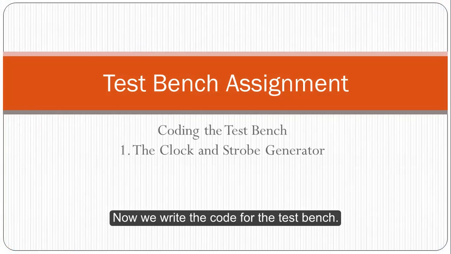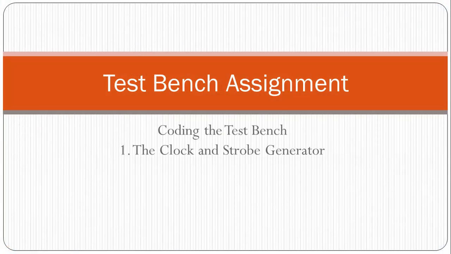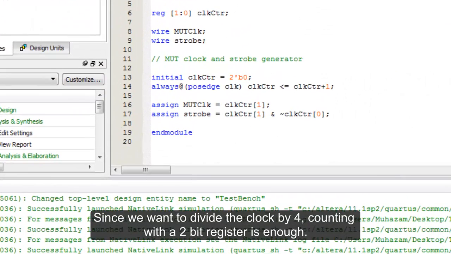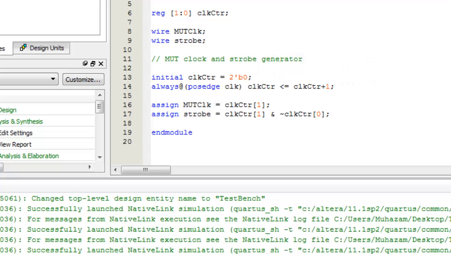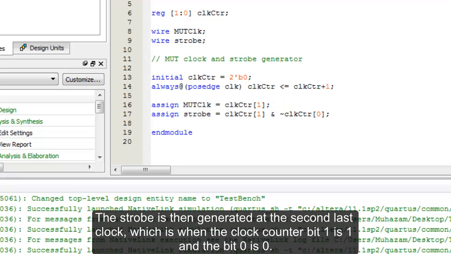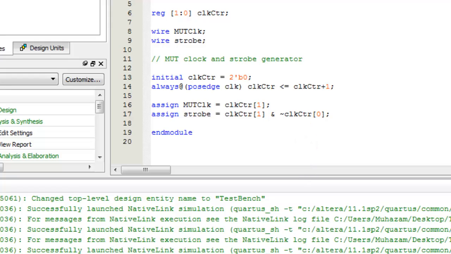Now we write the code for the test bench. We start with the clock and the strobe generator. Since we want to divide the clock by 4, counting with a 2-bit register is enough. The divided by 4 clock for the MUT can be obtained from its MSB. The strobe is then generated at the second last clock, which is when the clock counter bit 1 is 1 and the bit 0 is 0.